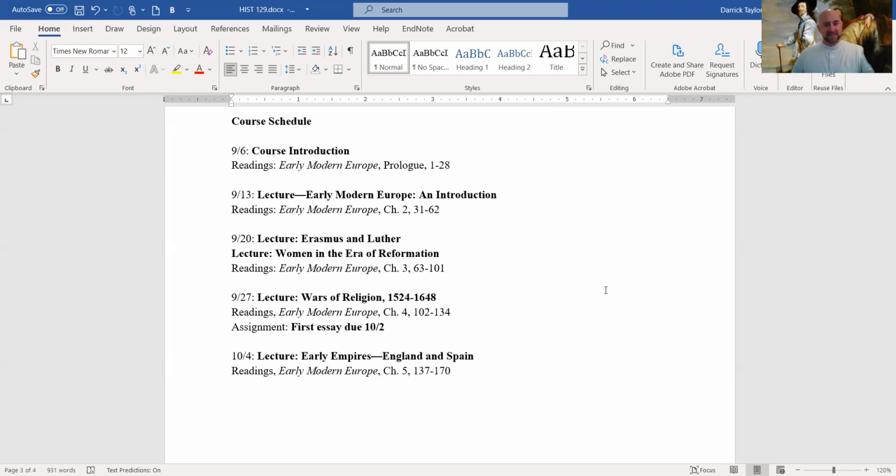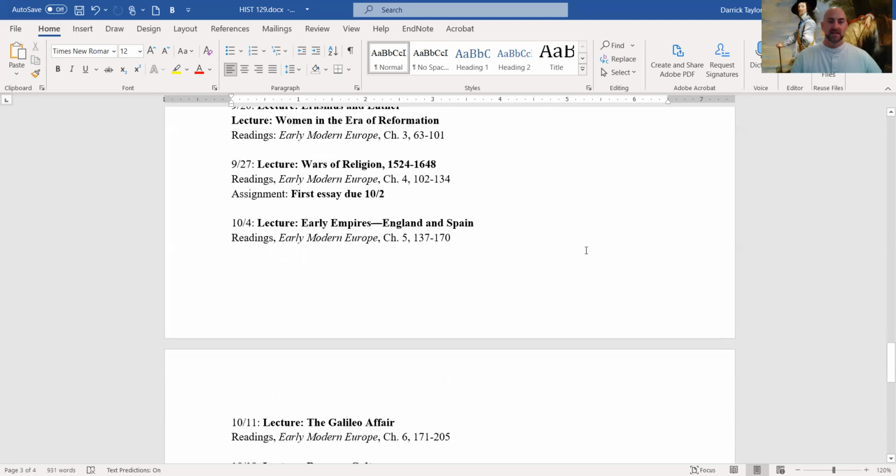As you'll see, though, from the dates there, you do have things due at certain points. The first essay will be due by October the 2nd. And so in the first month or so of the course, you'll have to write an essay. I'll get to that in a moment. It'll have to do with wars of religion, by the way, the essay.